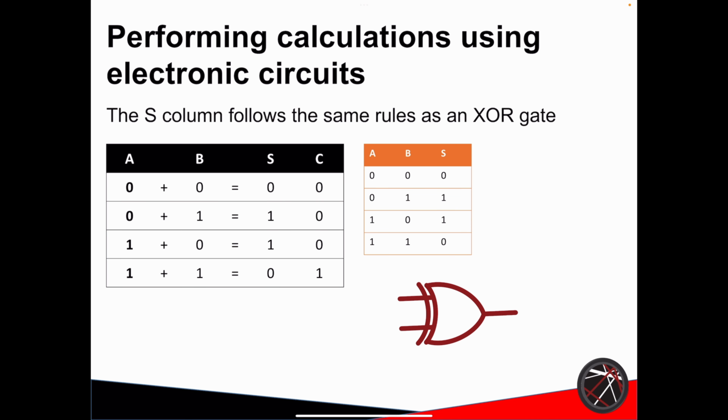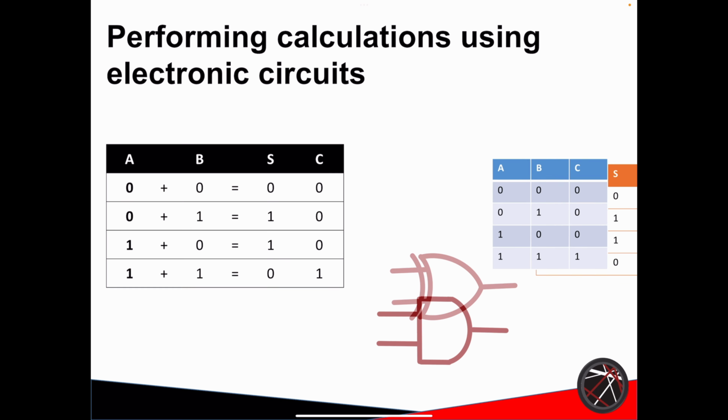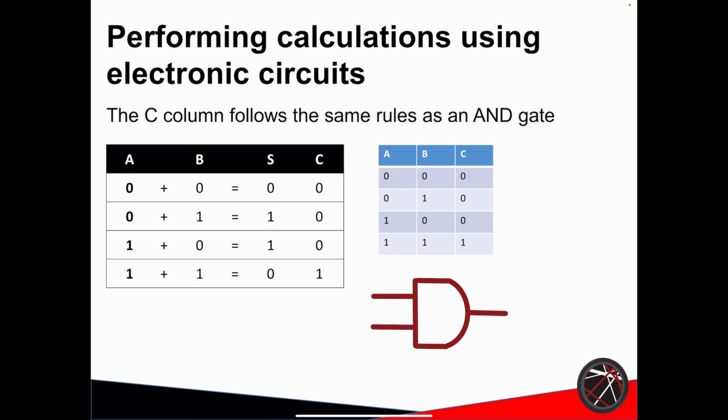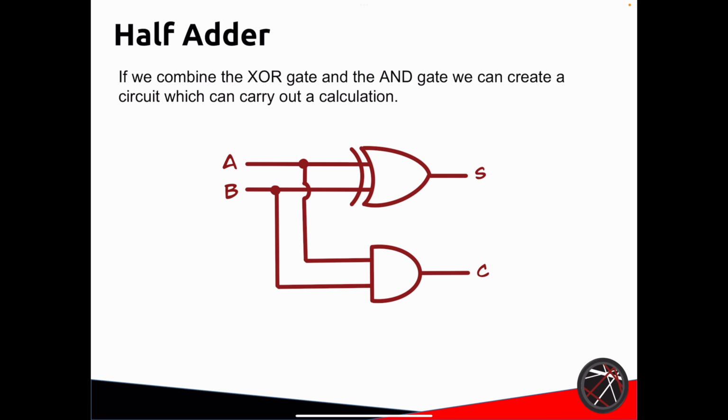As you can see here, the XOR gate has a truth table which matches the S column, and therefore we can use an XOR gate to replicate addition in this way. Again, the AND gate has a truth table that has the same outputs as the carry. So in other words, a combination of an XOR gate and an AND gate will give us the binary calculation that we want, and therefore the computer is doing it for us.